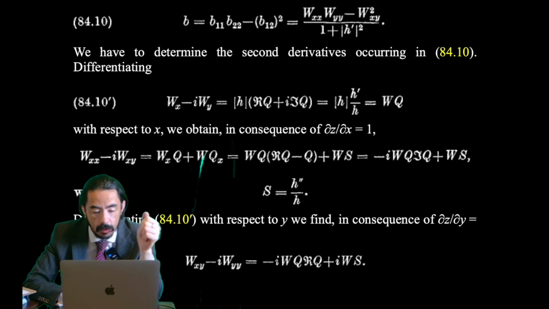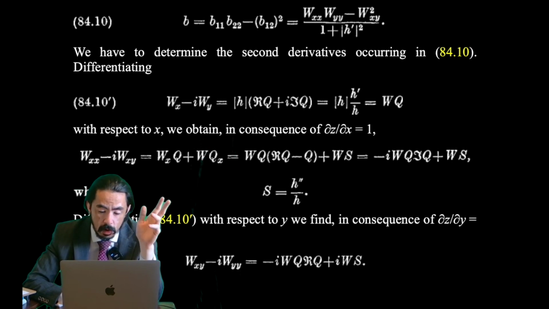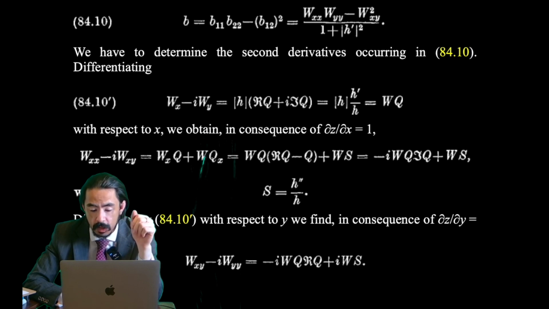We thus also have capital W sub xx minus I times capital W sub xy is equal to capital W sub x then times capital Q plus capital W times capital Q sub x, which is equal to capital W then times capital Q then times a quantity, the real component of capital Q minus capital Q closed quantity, plus capital W times capital S. This is all equal to negative I times capital W, then times capital Q, then times just the imaginary component of capital Q, plus capital W times capital S, where capital S in all of what I just read is equal to H double prime over H.